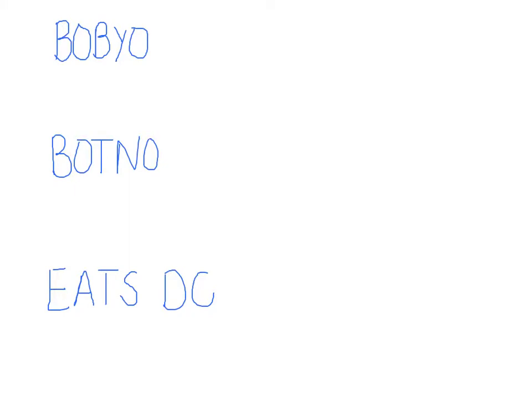Okay, so to remember how to find the horizontal asymptote, we have this acronym that will help you remember how to find it. It's Bob-Yo, Bot-No, Eats DC. And here's what Bob-Yo stands for. It's if the degree is bigger on the bottom, then your horizontal asymptote is y equals 0.